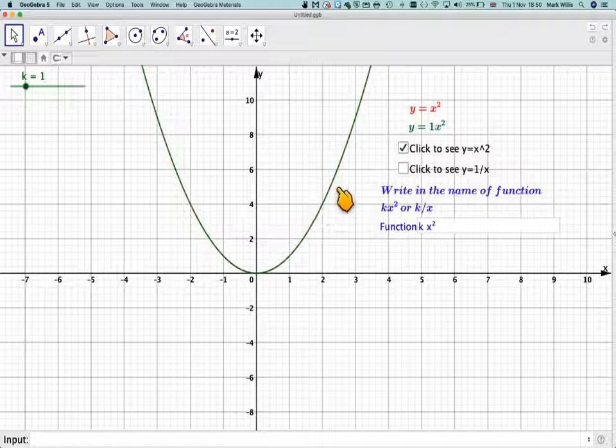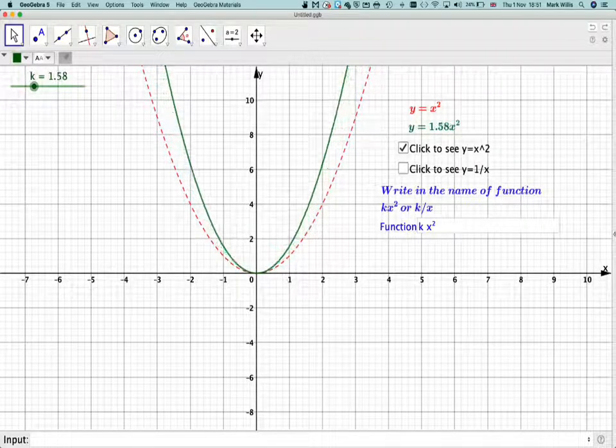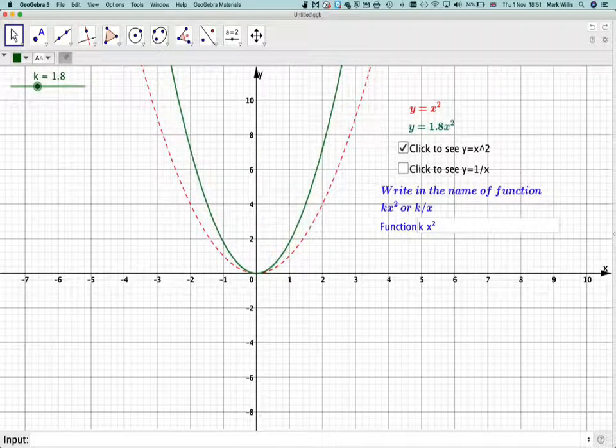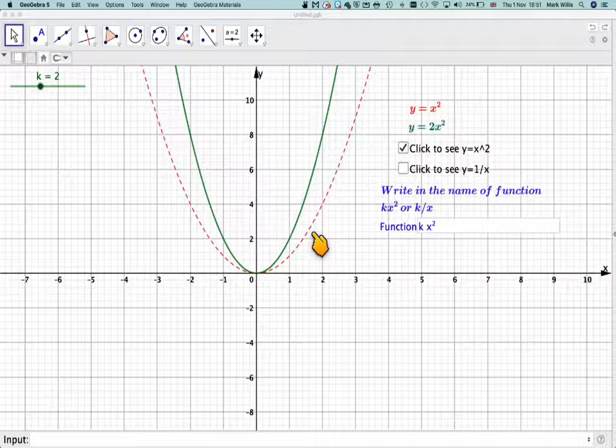Okay, so what happens when we change the value of k? So I want to make k equal to 2. So using this slider here, I can now move this so that it says 2. Okay, so we can now say here the red graph is the original y is equal to x squared. The green graph is y is equal to 2x squared.